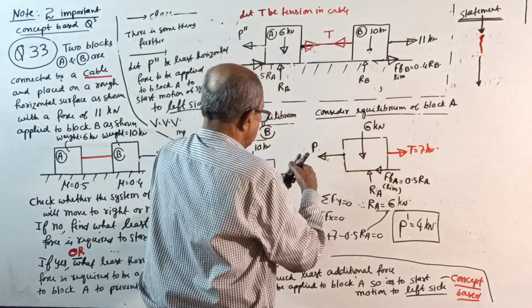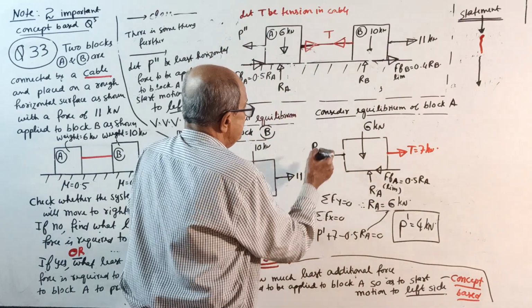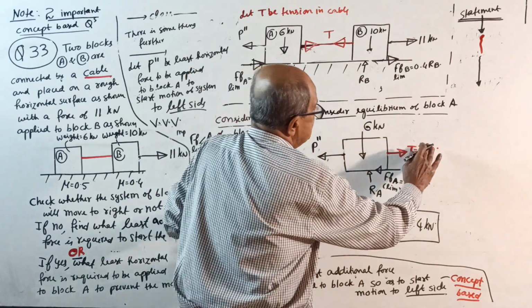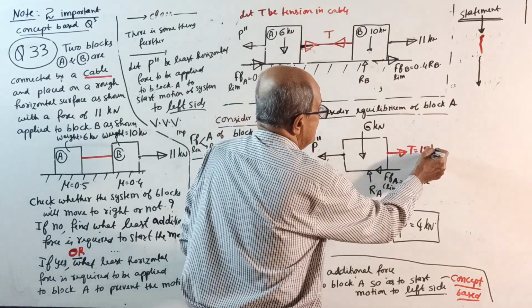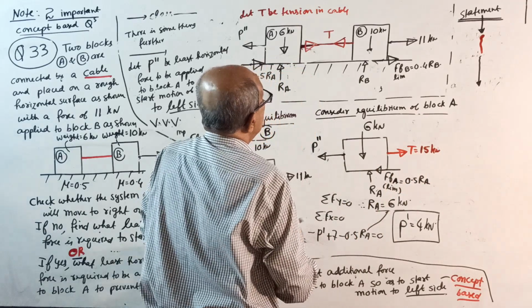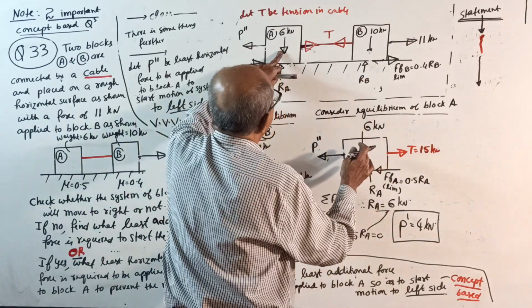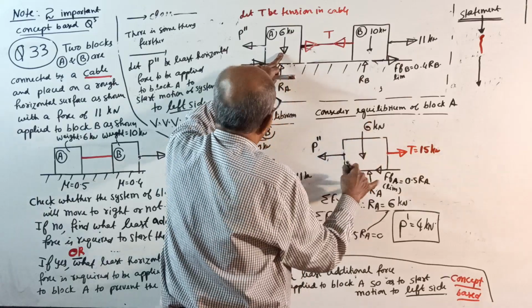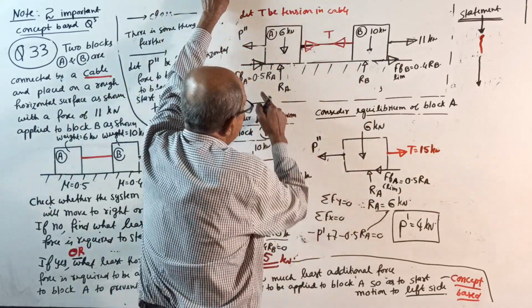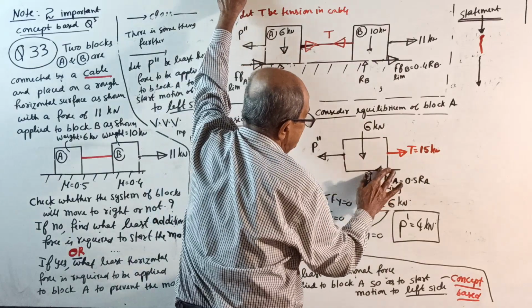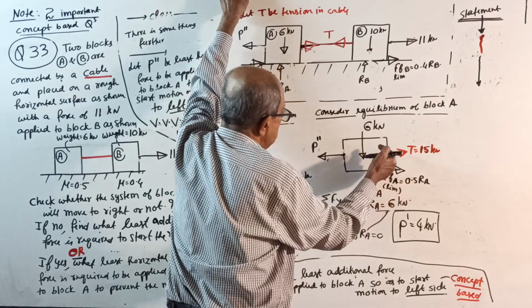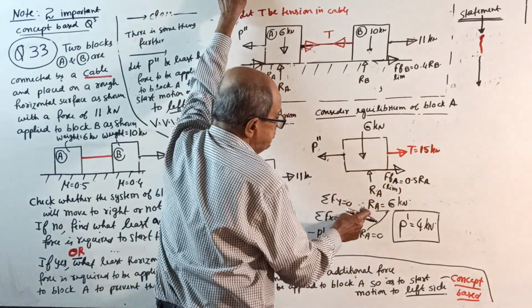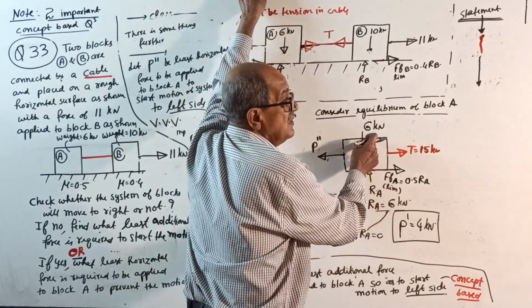This force is P double dash. See, this is P double dash. This force is tension T, now 15 kilonewton. And then weight of A is 6 kilonewton. RA, FFA is on which side? Right side. See here, FFA is right side because block is moving to left side. Sigma Fy equals 0, RA will come 6 kilonewton.